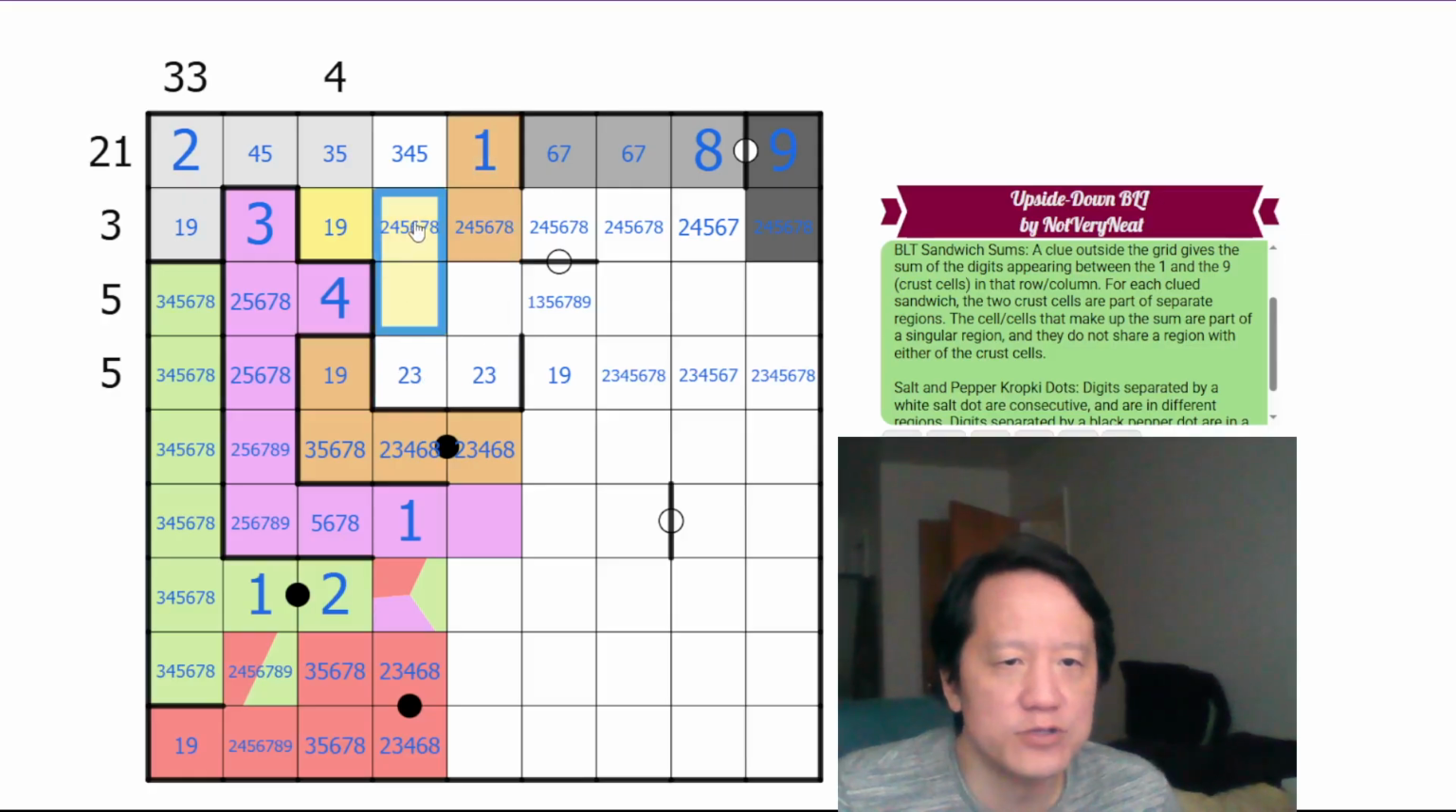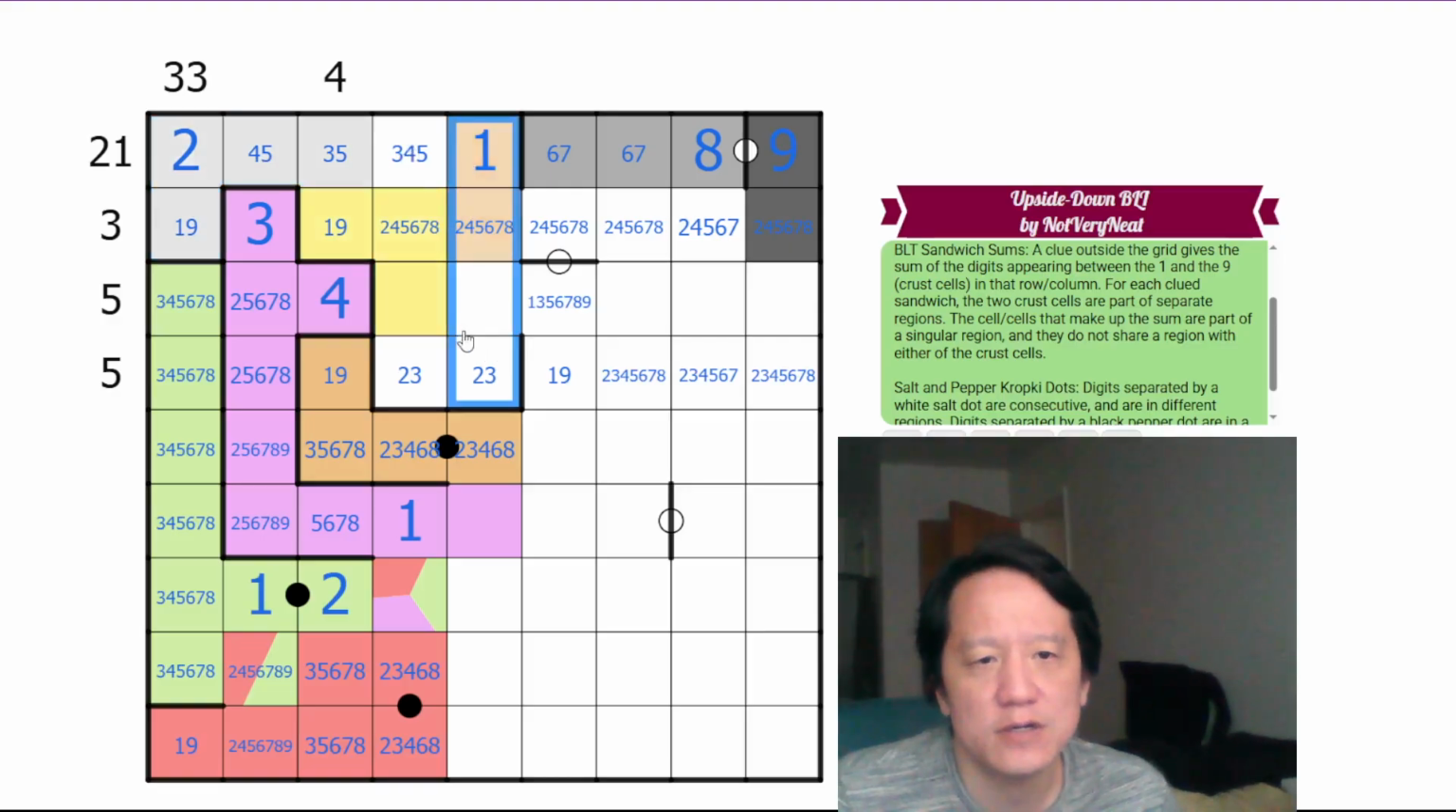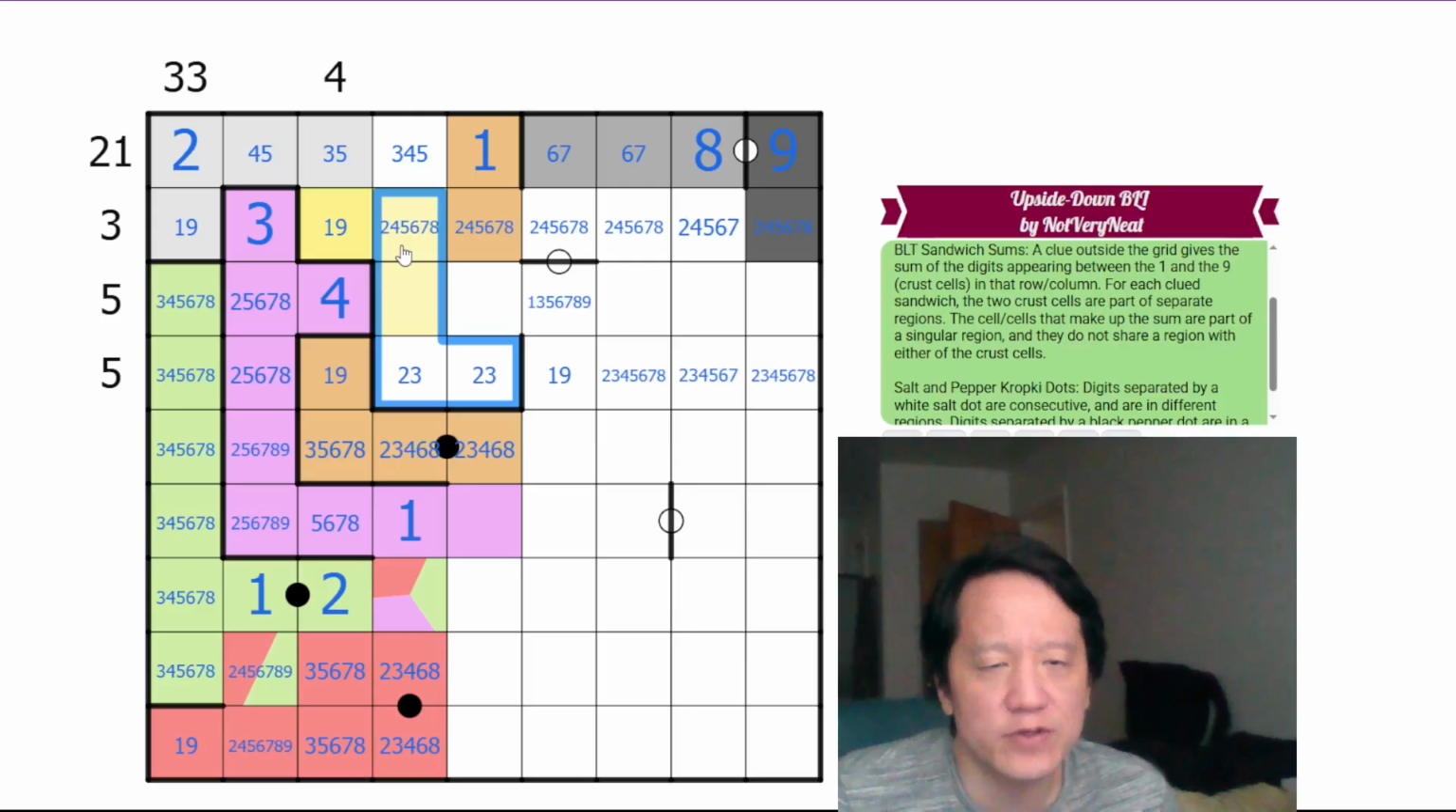But then this is 1, 2, 3, 4, 5, 6, 7, 8 cells only. So it can't be part of that. It must be part of the yellow region then. And therefore it can't be part of light. So this must be part of light here. So we'd have to have light go this way. Oops. Light go here. Yellow has to get out this way.